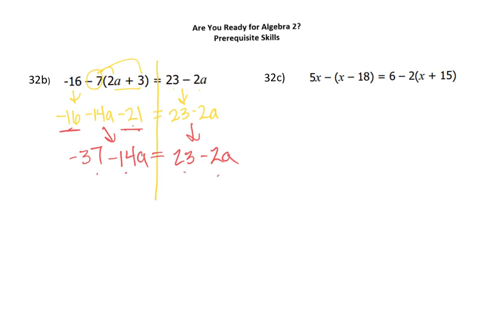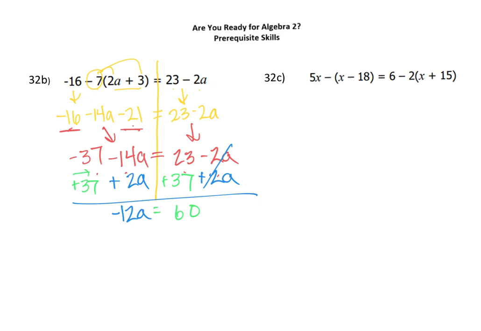Okay, 2 terms on both sides. Now it's time to start moving across that line. I want my a's on the left, so I'm going to do the opposite and add 2a. And negative 14a plus 2a gives me negative 12a. I need to get this negative 37 to the opposite side, so we're going to add 37. So that's going to equal positive 60. And we're at the end of the line here, so we just divide both sides by negative 12. 60 divided by negative 12 is negative 5. Isn't that so fun? I love solving equations.